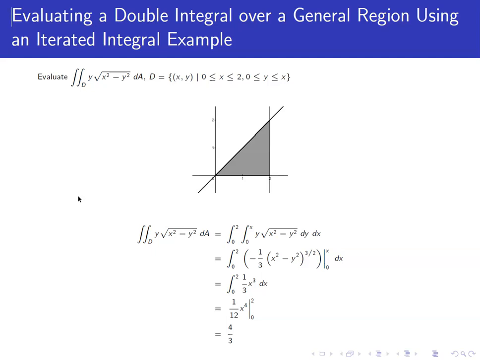So I drew a picture of the region here for you. Here's the line y equals x. Your x's are going from 0 to 2, so we're integrating over this triangle.